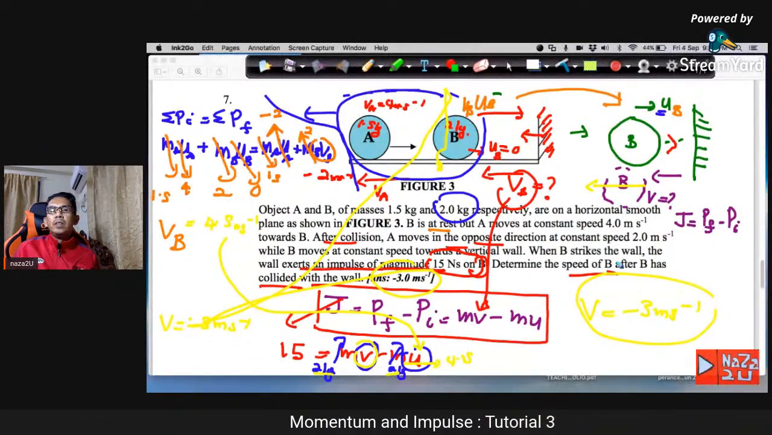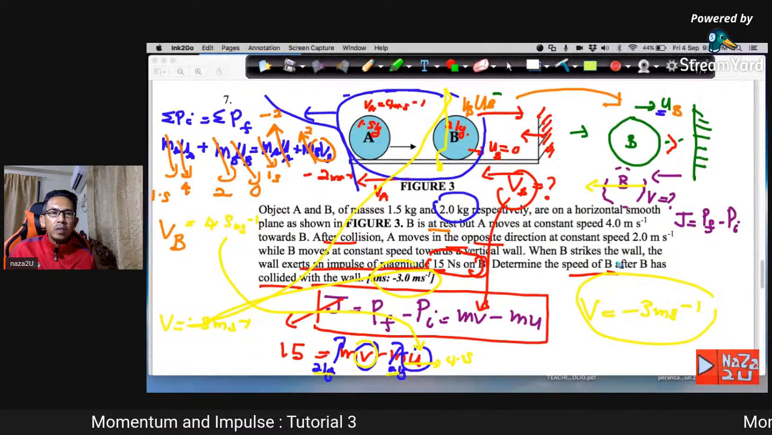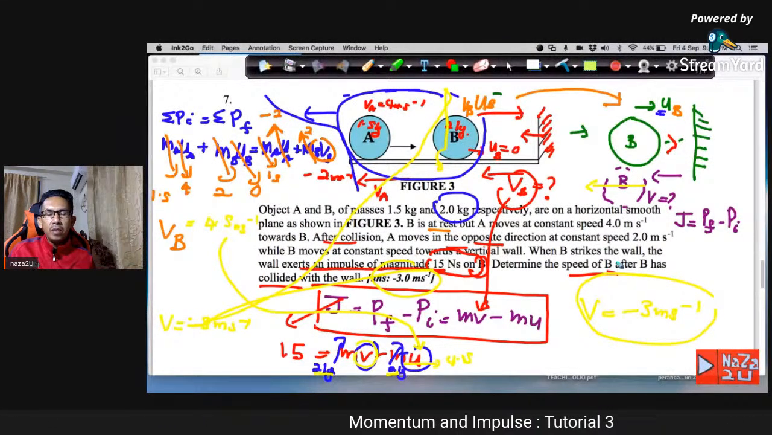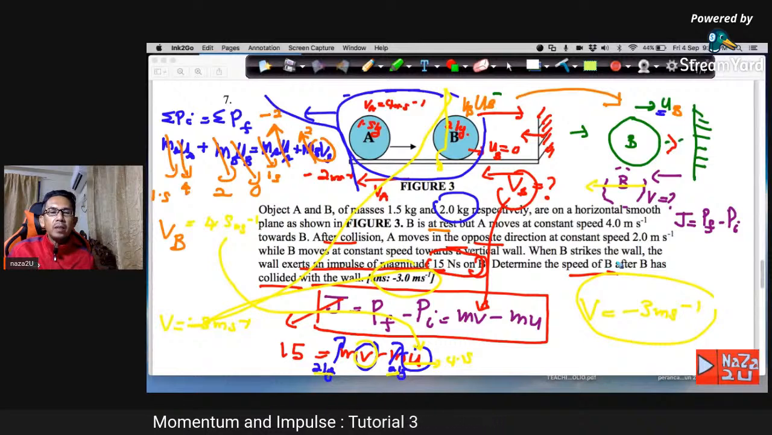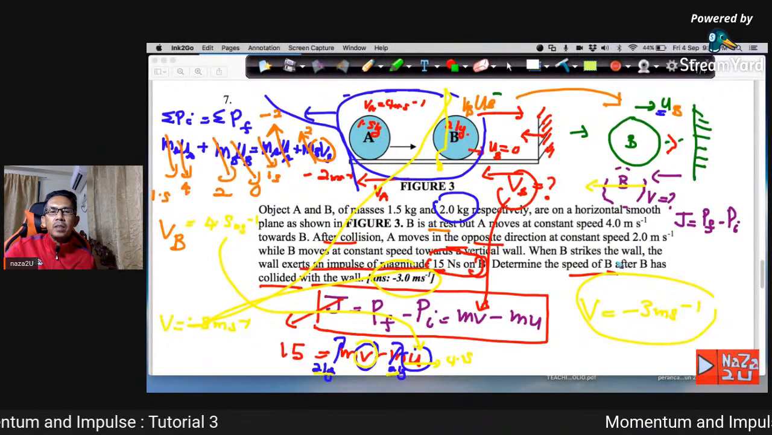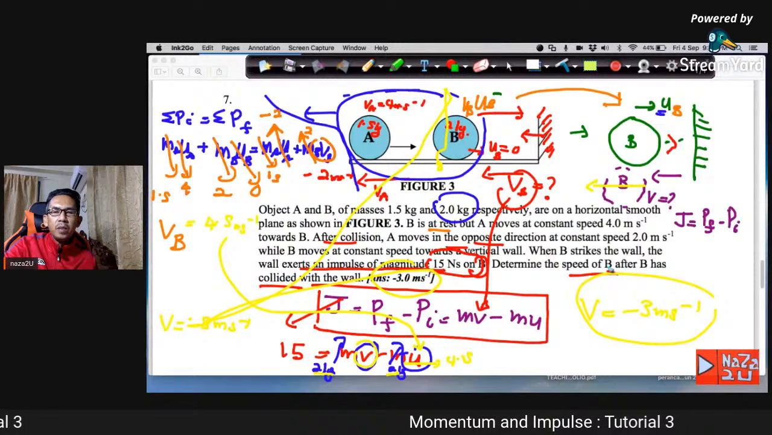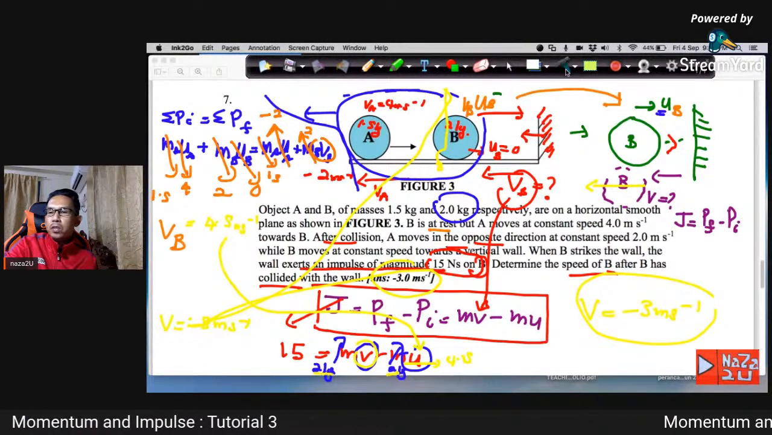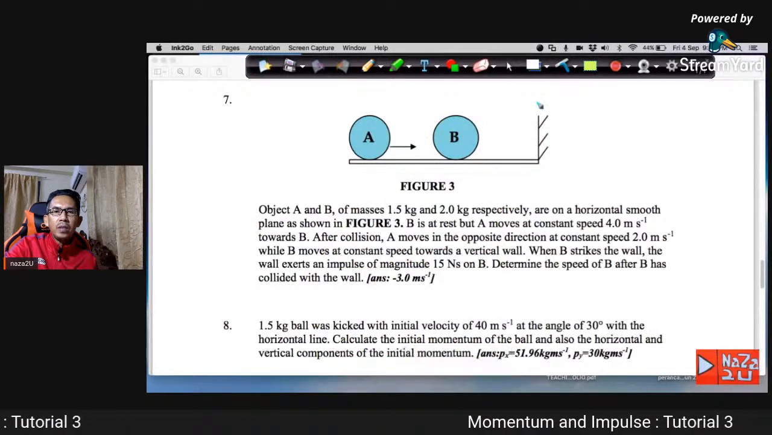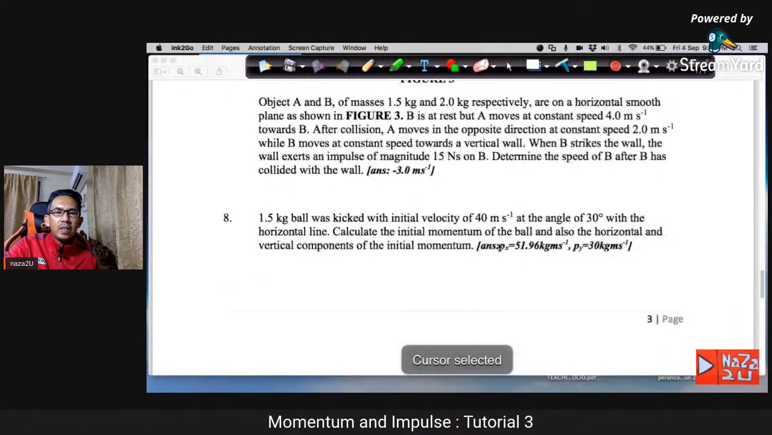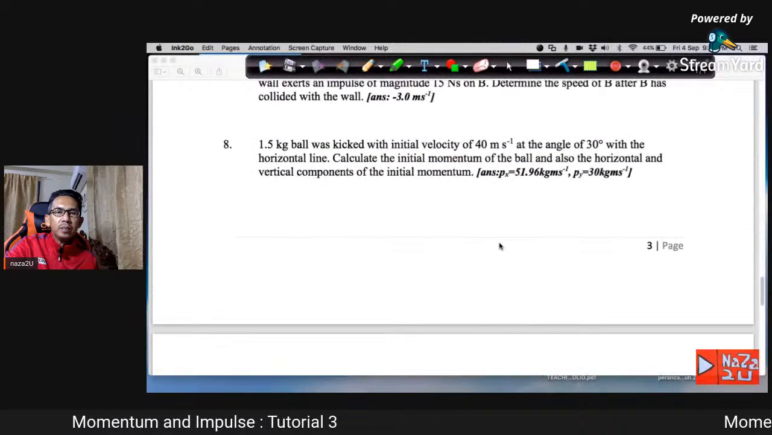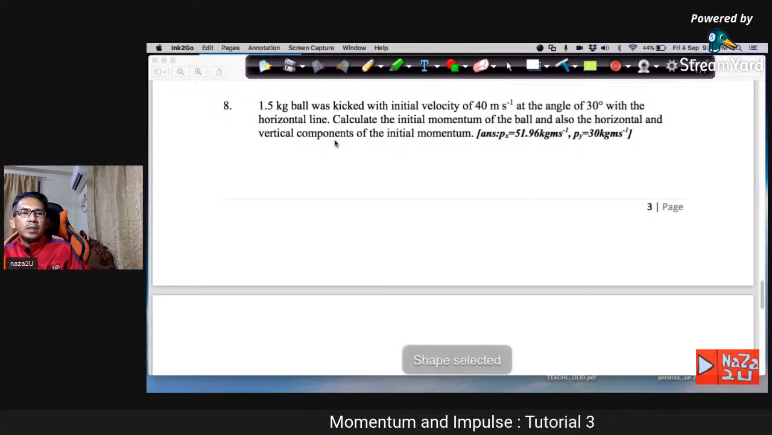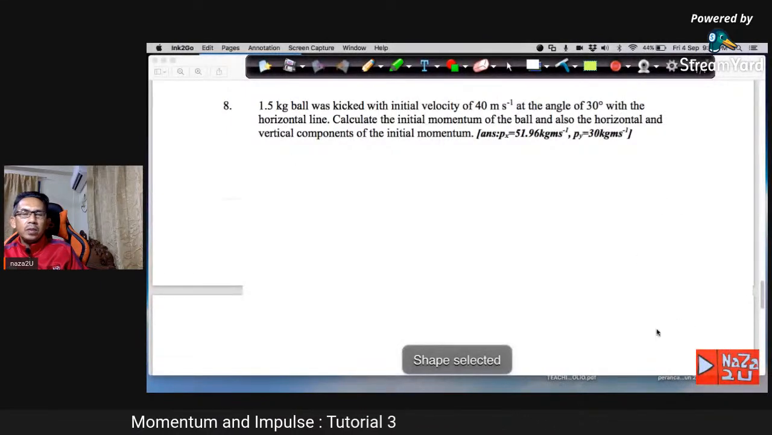Okay, class. This is how you can use a combination of impulse and conservation of linear momentum to calculate the final answer, or the speed of the ball after colliding with the vertical wall. Okay, class, we continue to the next question, number 8. So we have another 3 questions, right? Okay, number 8. So number 8 has no diagram.